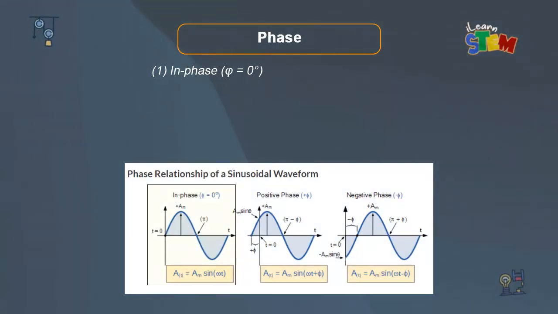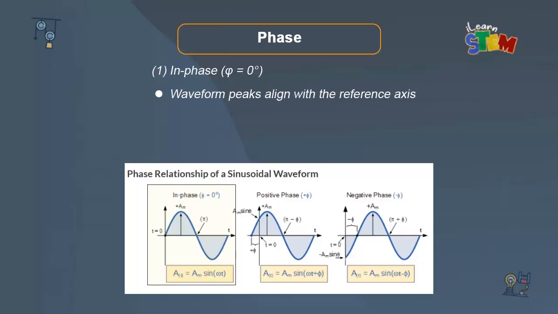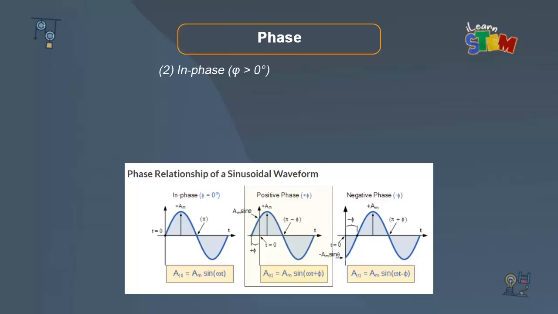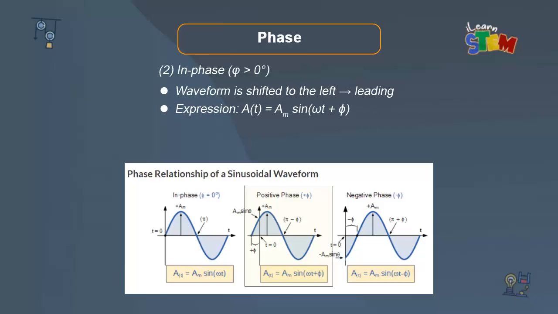First, in phase. When the phase angle is 0 degrees, the waveform peaks align perfectly with the reference axis. Mathematically, this is written as A of t equals Am sin omega t. Second, positive phase. If the phase angle is greater than 0, the waveform is shifted to the left. This means the signal leads. The expression becomes A of t equals Am sin of omega t plus phi. In this case, the peak occurs earlier in time by phi over omega.